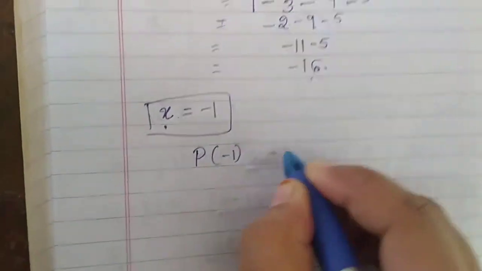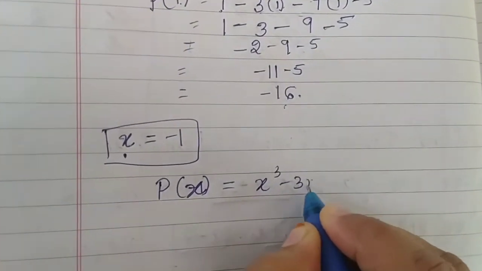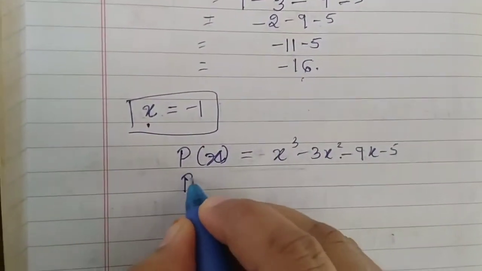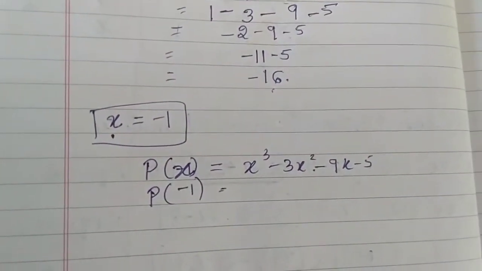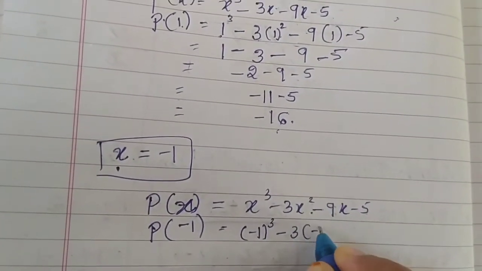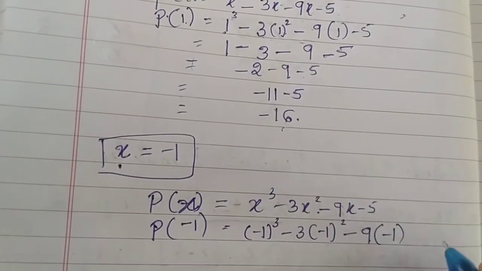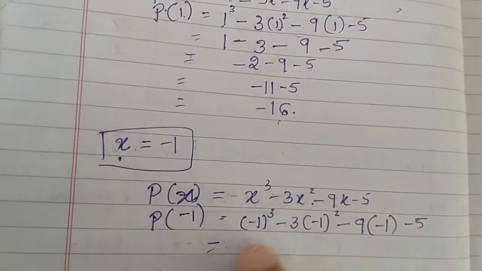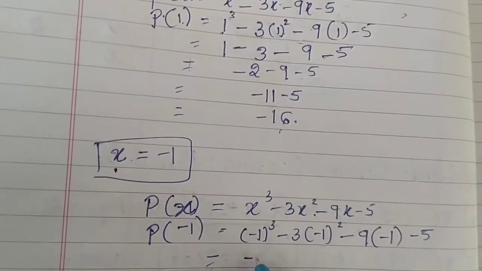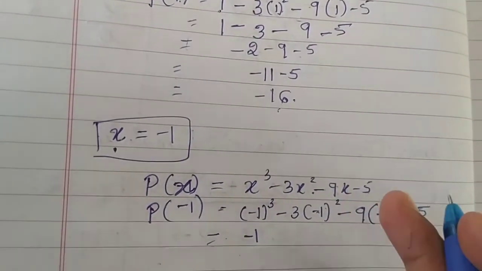P of minus 1 will be equals to, that means p of x first we will take, that is x cube minus 3x square minus 9x minus 5. So p of minus 1 will be equals to minus 1 the whole cube minus 3 into minus 1 the whole square minus 9 into minus 1 minus 5. So this will be equals to, I told you right, minus 1 whole to the power odd number is again minus 1. Okay, so this minus 1 the whole square means plus 1, right?